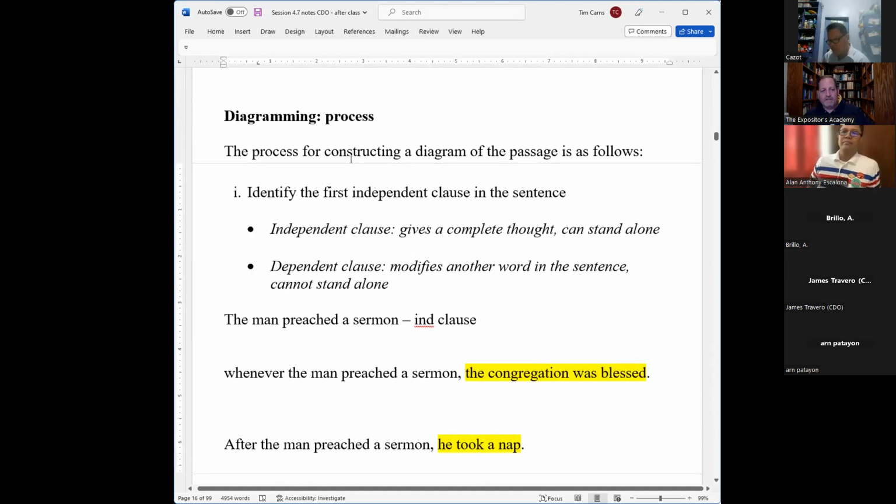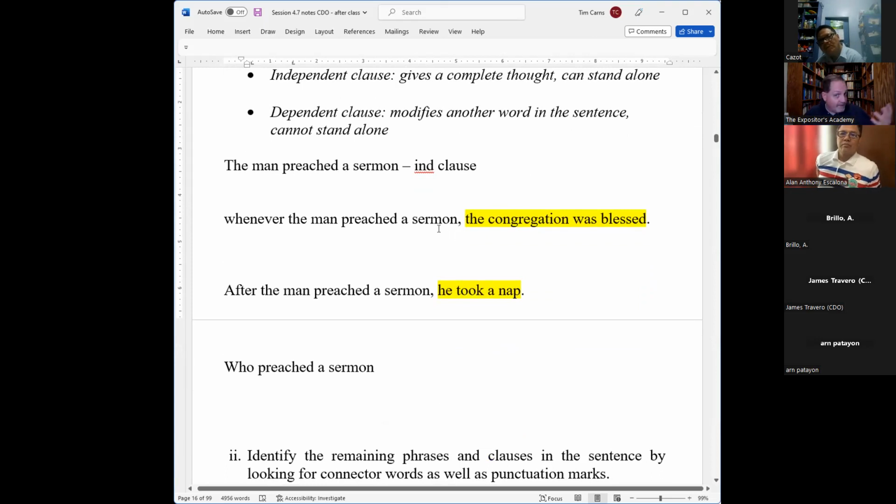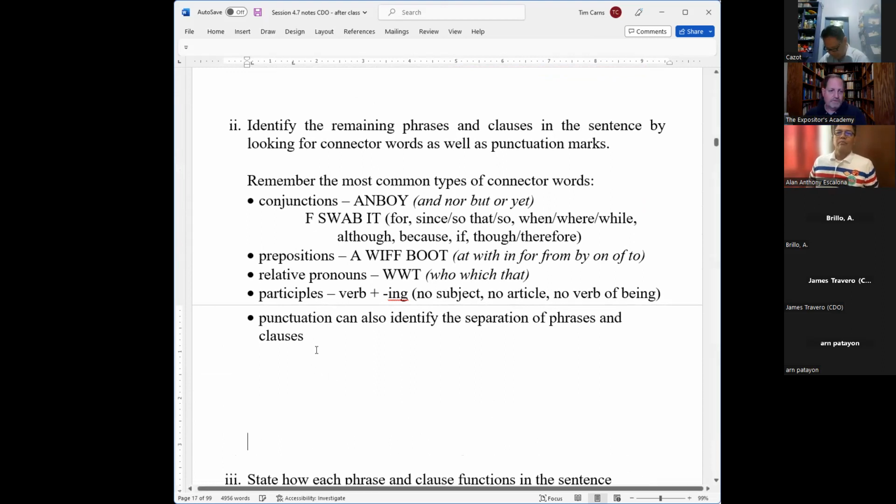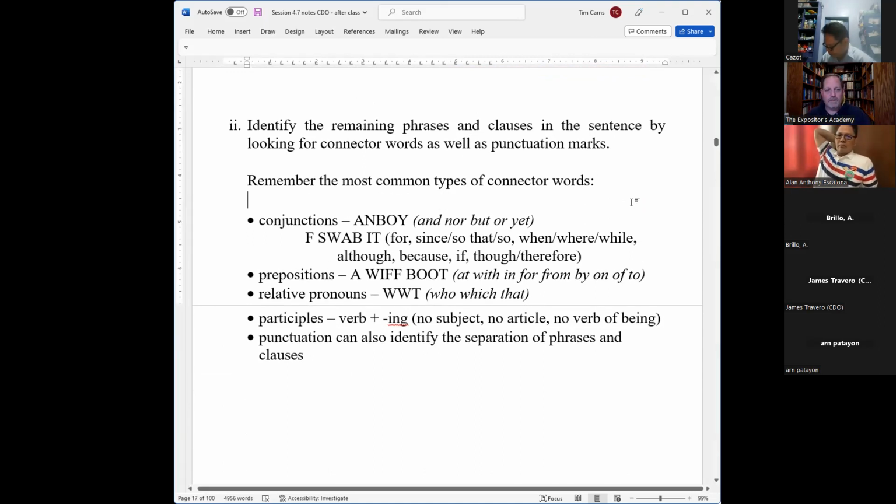So the first step is to identify the first independent clause you see in the sentence. It's usually near the beginning of the paragraph, right? That's typically where you can find it. We might also call that the main sentence. Then the second step, once you've identified the main sentence or the first independent clause, is to look for the other phrases and clauses and identify those. And this is where our good friends, the connector words, come on the scene. This is where they are now important.